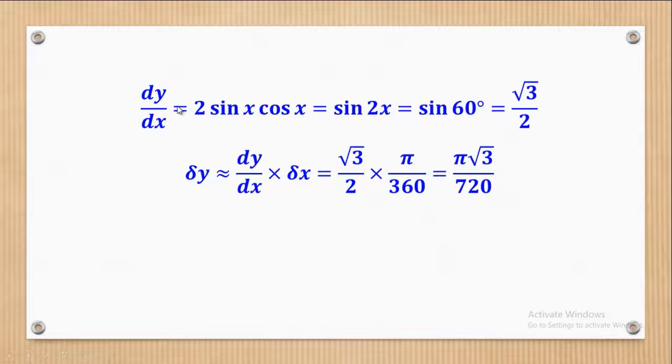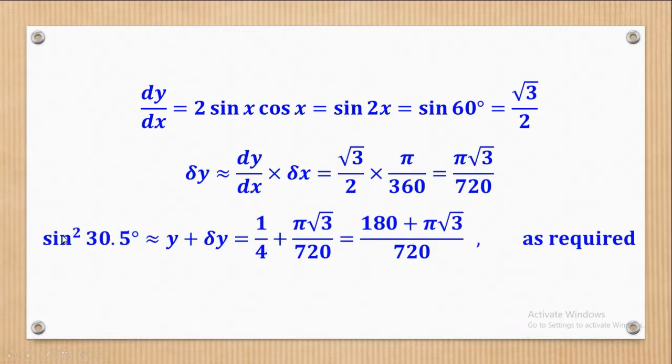Now that I've got dy dx, I'll get my small change in y from dy dx multiplied by small change in x. dy dx is √3/2, so I'll substitute for dy dx. Then small change in x was already got as pi/360, so I'll substitute for small change in x, and when I use the calculator, I'll come up with pi√3/720.